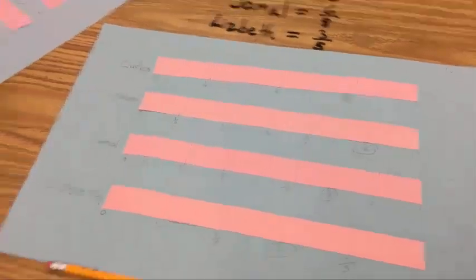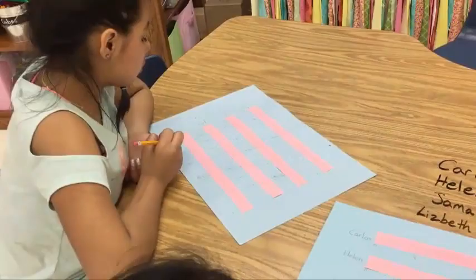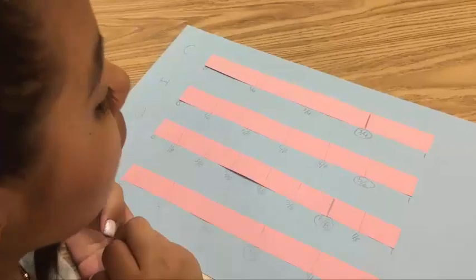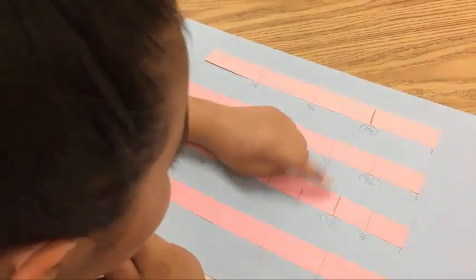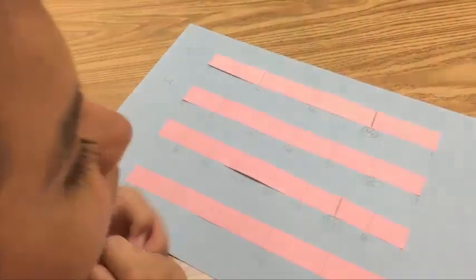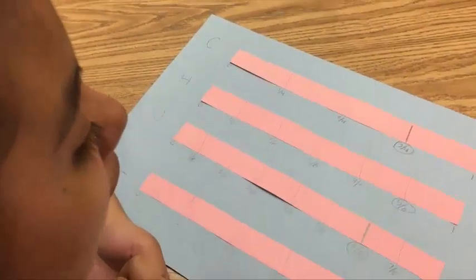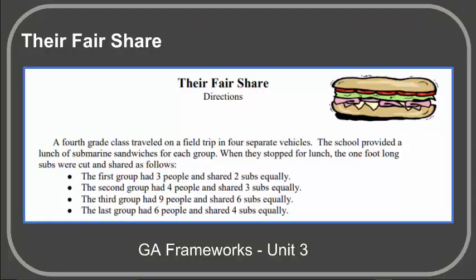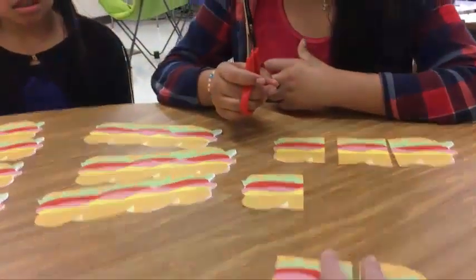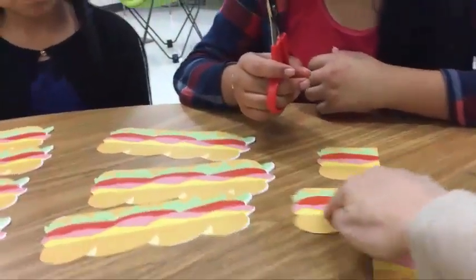Did anyone eat the same amount? Carlos and Jamal. You double the 3 to become a 6, and you double the 4 to become an 8. So even though this one has more pieces, they have the same amount. Another great task in the Georgia frameworks is Fair Share. Students are going on a field trip in 4 separate vehicles. Students cut the subs into equal shares, but will each vehicle receive the same amount?